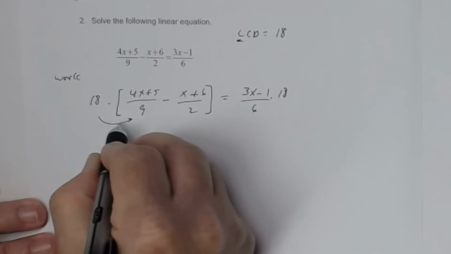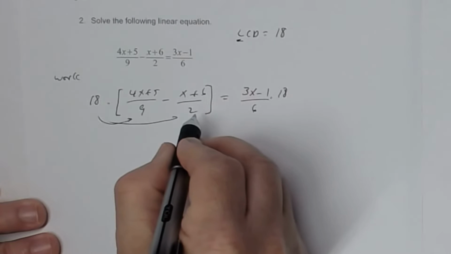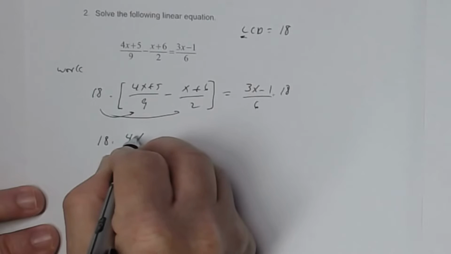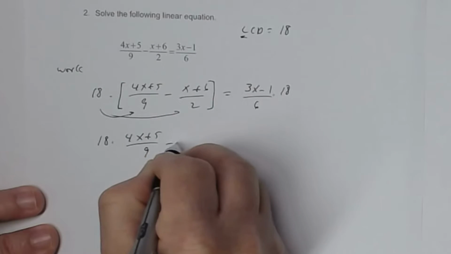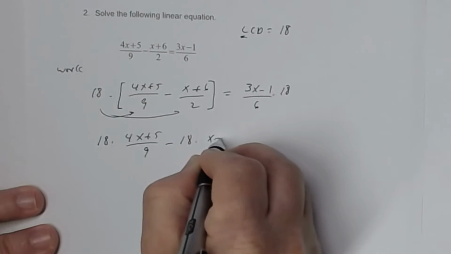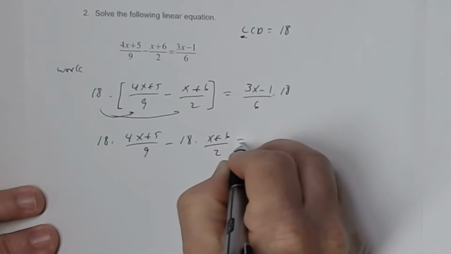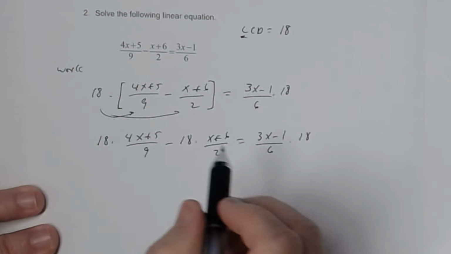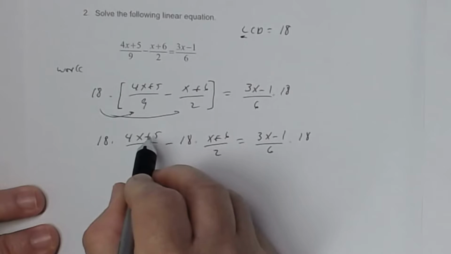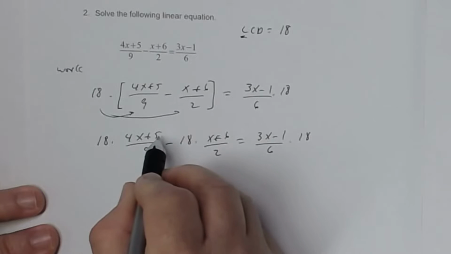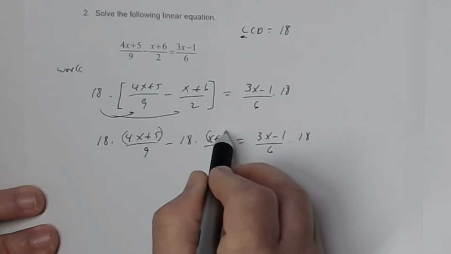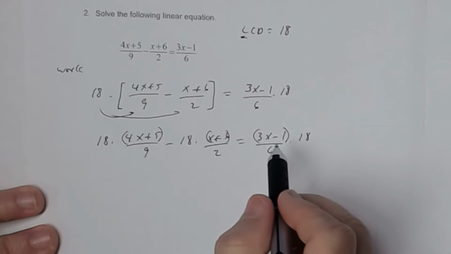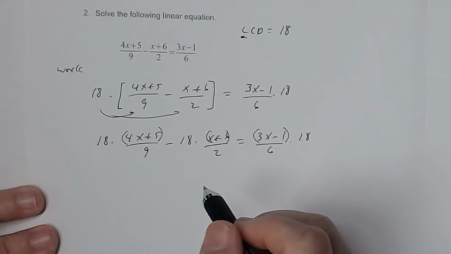Then you're going to distribute. So you're going to take each of those rational expressions here and multiply by 18. So you're going to say 18 times 4x plus 5 divided by 9 minus 18 times x plus 6 divided by 2 equals 3x minus 1 divided by 6 times 18. Now, see these numerators here that have more than one term? I'll put those in parentheses, this one and this one. Okay, that's going to be important. Knowing to put those in parentheses is going to be important.